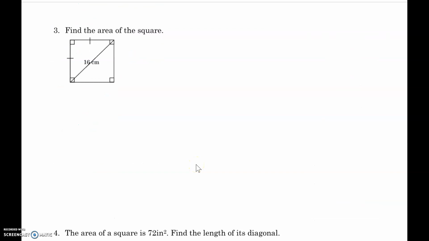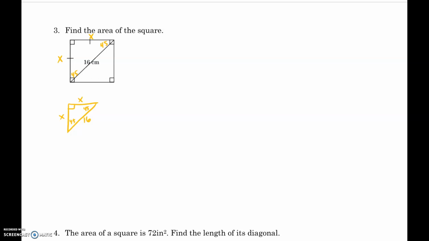Next, we want to find the area of the square. So first, we have to find the side lengths. We know that the diagonal here is 16 centimeters. We know that all the sides in a square are congruent, so we can label both sides as x. And we also know that we have a 45-45-90 right triangle. So if I draw this triangle out separately, we have our right angle, we have 45 and 45, and we have 16. So here we can use our special right rules for 45-45-90 triangles again.